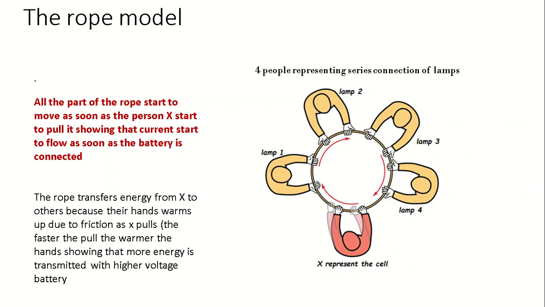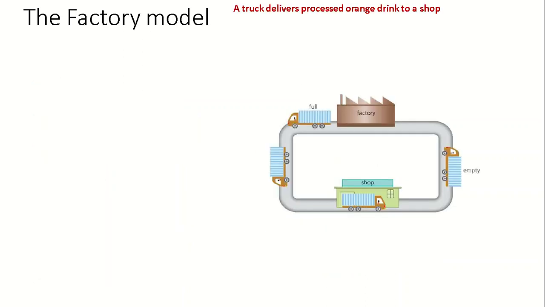All the parts of the rope start to move as soon as the person X starts to pull it, showing that the current starts to flow as soon as a battery or a cell is connected. The rope transfers energy from X to others because their hands warm up due to friction as X pulls. The faster the pull, the warmer their hands. This shows that with more cells or a battery in the circuit, more energy is transferred to the components. That's the rope model.